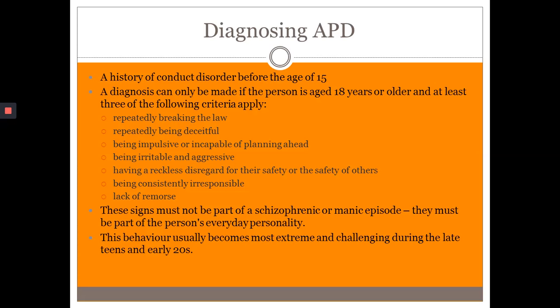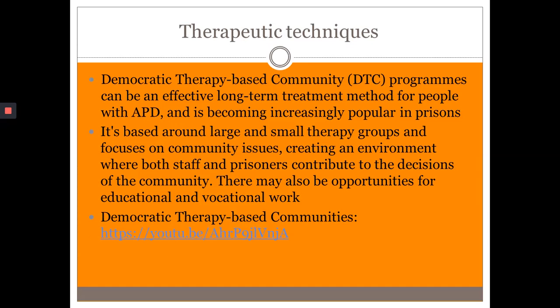Some of the techniques used to try and deal with these sorts of problems in prisons, and also with the probation service when somebody's out of prison but still in receipt of support and therapy, include, for example, DTC, Democratic Therapy-Based Communities. So these are communities, groups of people either within a prison environment or on the outside, who are learning to pay attention to each other. So they have to make decisions as a community democratically.